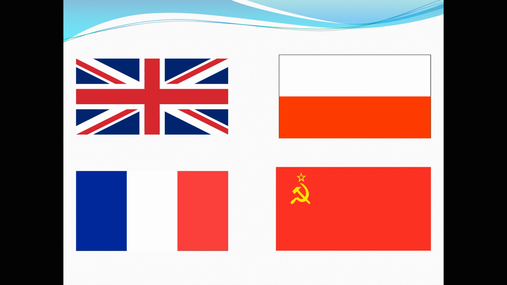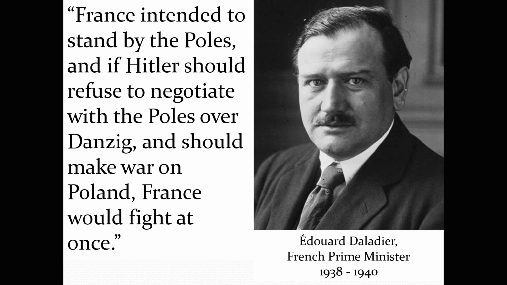Nevertheless, France actually felt pretty angry at Poland for the role it had played in kind of dismembering Czechoslovakia. But nevertheless, Daladier was very adamant that if and when war came, and I quote Daladier here, "France intended to stand by the Poles, and if Hitler should refuse to negotiate with the Poles over Danzig and should make war on Poland, France would fight at once." So in late 1939, a conflict over Poland is emerging, but Daladier is publicly stating that the French will stand with the Poles if and when the Germans invade.